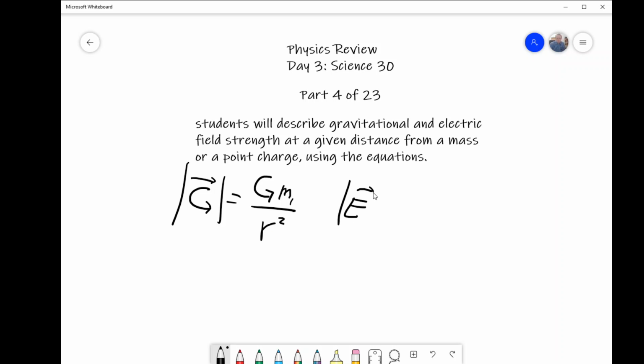Similarly, the strength of the electric field is given by k and then a single charge, just the one at the source, over r squared. So these are the magnitudes of the forces.